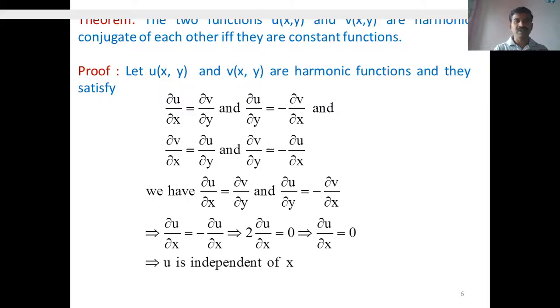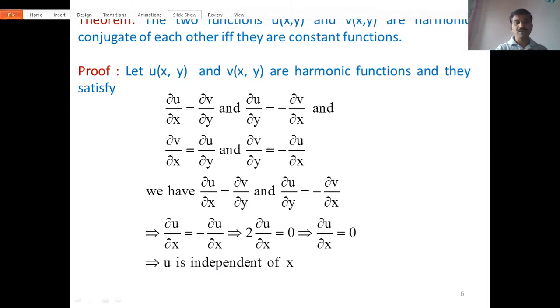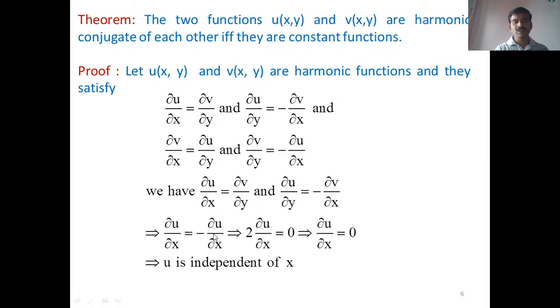As we know the CR equations for u and v: ∂u/∂x = ∂u/∂y, and ∂u/∂y = -∂u/∂x for u. And then for v, ∂v/∂x = ∂v/∂y, and ∂v/∂y = -∂v/∂x. These two are the CR equations of u and v respectively. Then we have ∂u/∂x = ∂v/∂y, and from the next relation, ∂v/∂y = -∂v/∂x. So ultimately it becomes ∂v/∂y = -∂u/∂x.